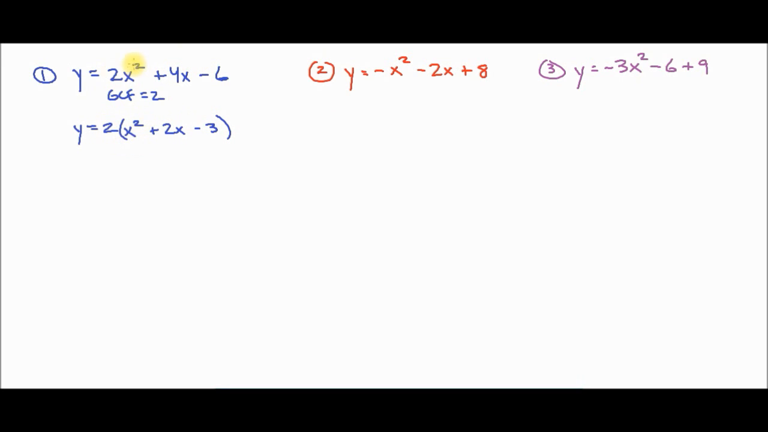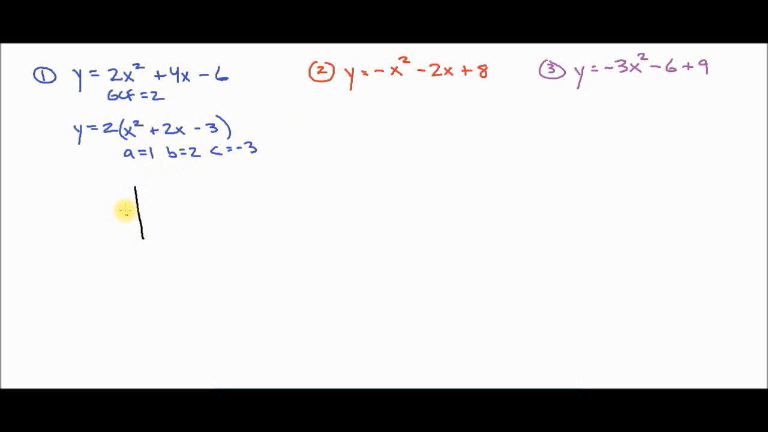2 times x squared is 2x squared. 2 times 2x is 4x. 2 times negative 3 is negative 6. We factored out the 2. Next step, write your a, b, and c terms. Now look at the a, b, and c. They are now from the quadratic that's in parentheses. Therefore, a is 1, b equals 2, and c equals negative 3.